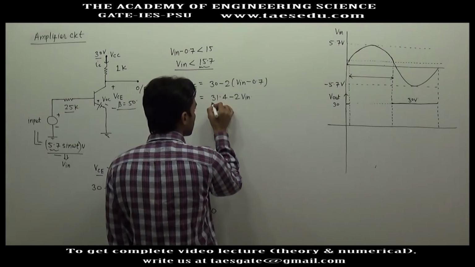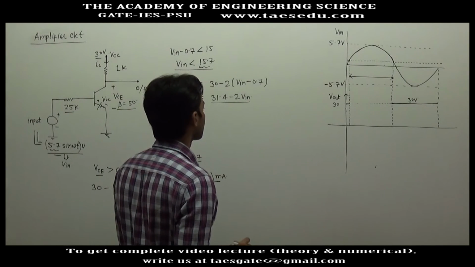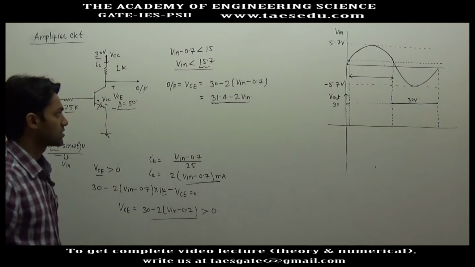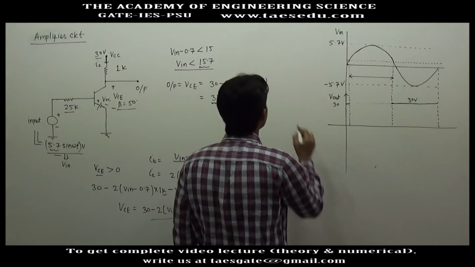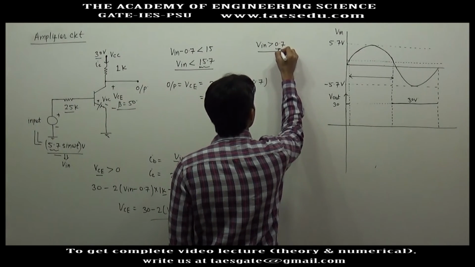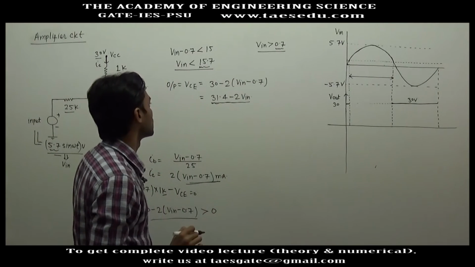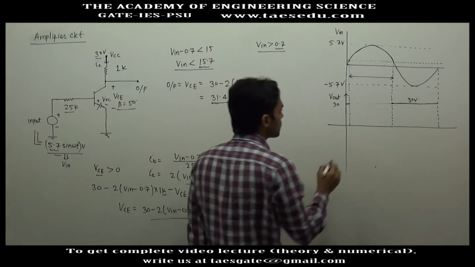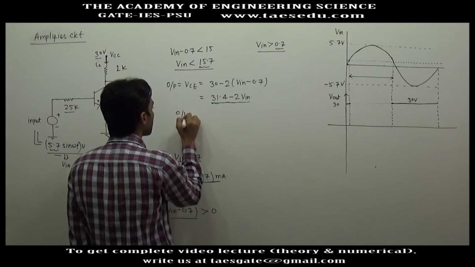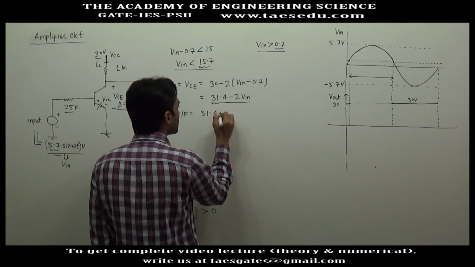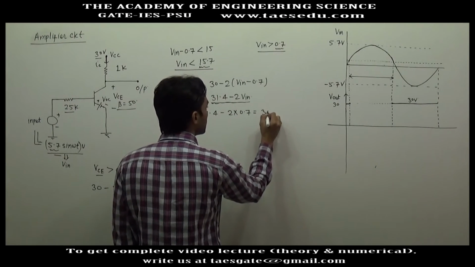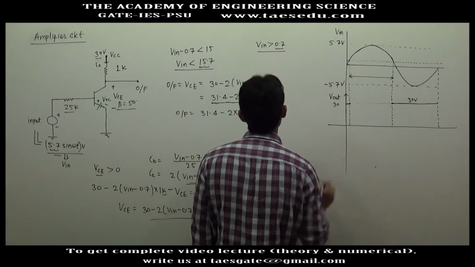Okay, so now you have to plot the graph of this. And when will this formula be valid? When the transistor is in active region, or for the transistor to operate in active region, V input must be greater than 0.7 volt. So we will start from V input equal to 0.7 volt. At this point we have V input equal to 0.7 volt, so output will be 31.4 minus 2 into 0.7. This will be 30 volt only, so there will be no jump at this point.